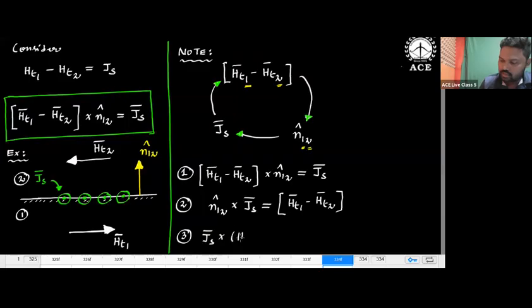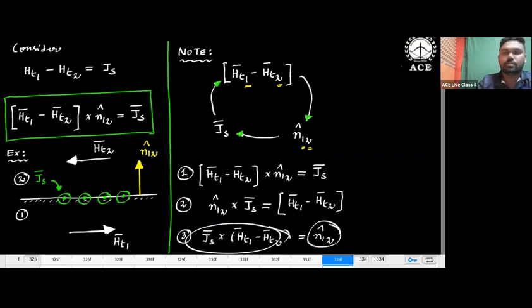What I mean to say here is I cannot write JS cross HT1 minus HT2 is equal to N12. Why? Because its magnitude is equal to 1, beta, but it will have some magnitude. So 5 will not be equal to 1. So the left side also I should take the unit vector. That would be the appropriate one.